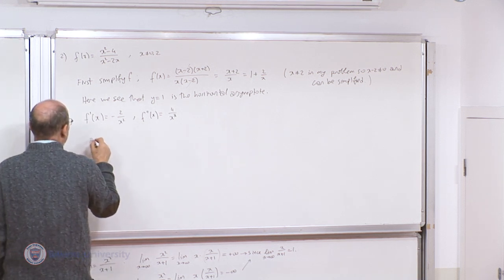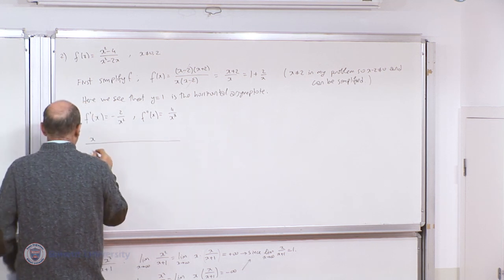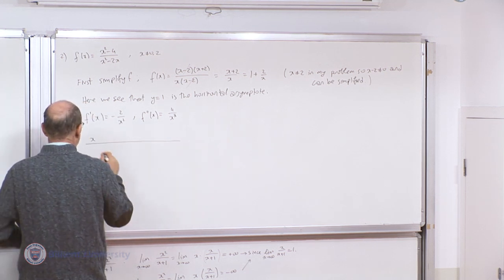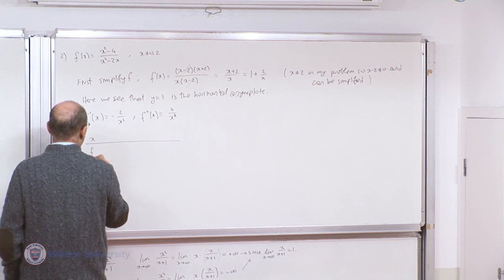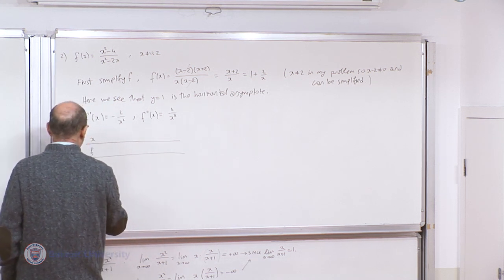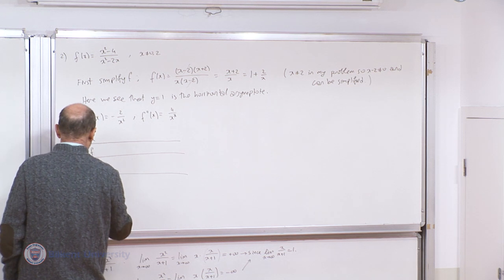Let us prepare this table. x. So how many lines do I have? 3 lines. Okay, so x, f prime, f double prime.